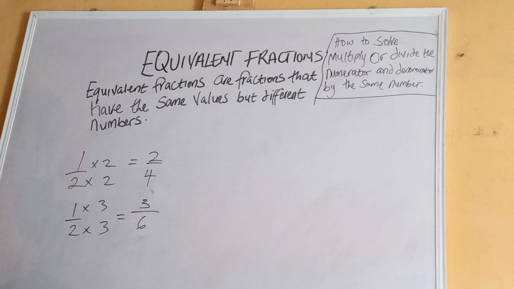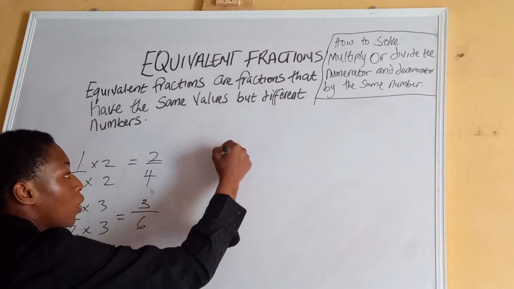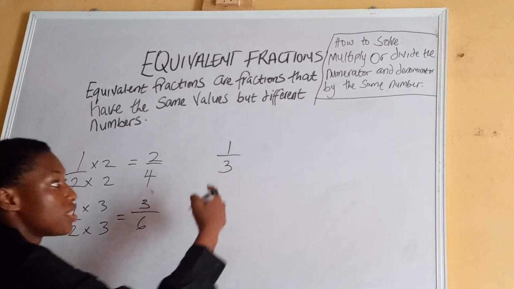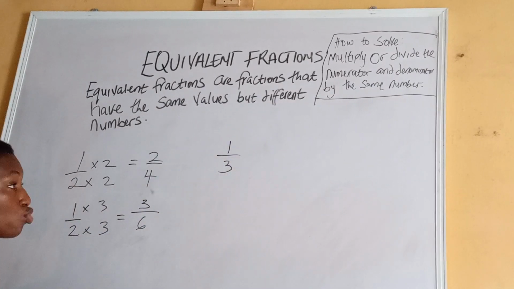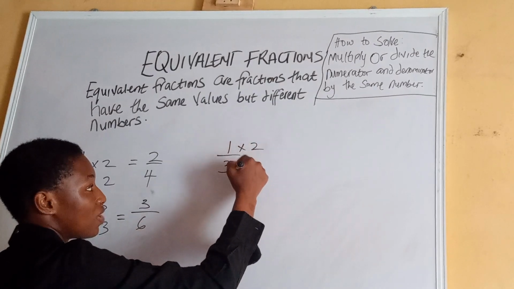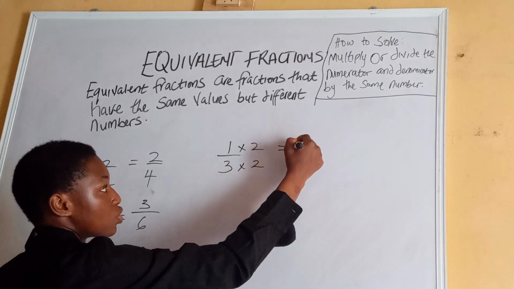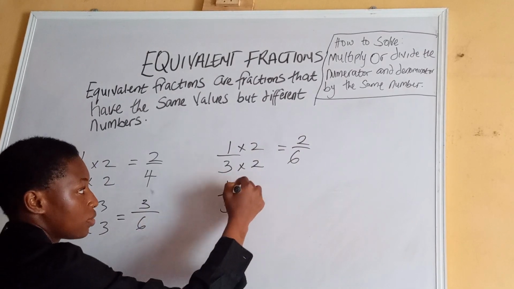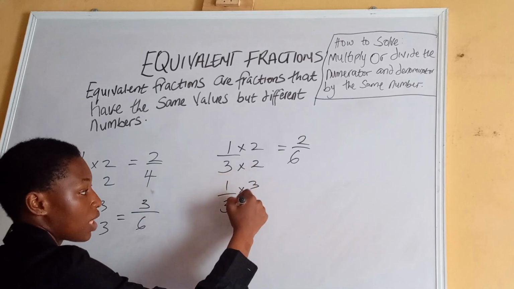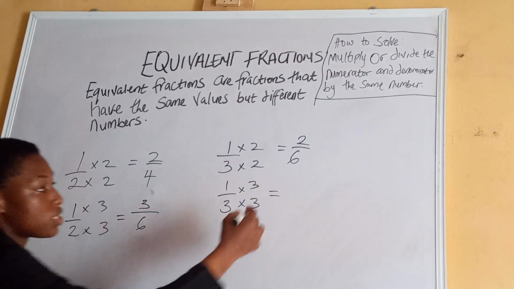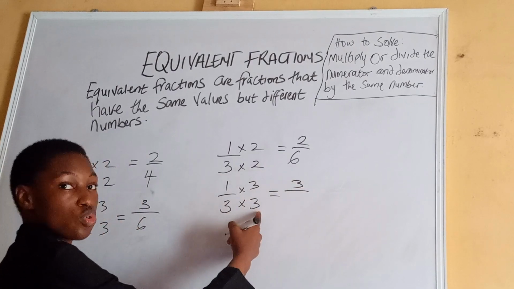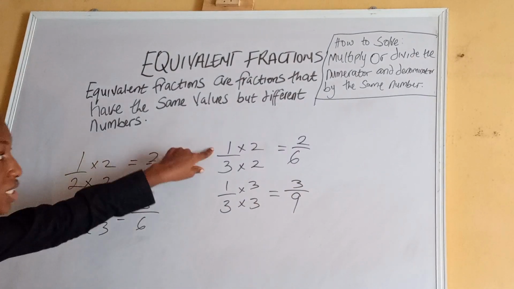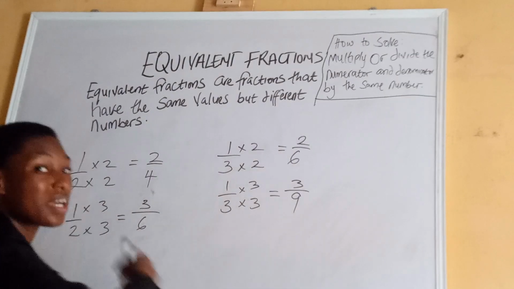So imagine if you had 1 all over 3. To find an equivalent of 1 all over 3, you can use 2. You can multiply both the numerator and denominator by 2. So you have 1 times 2 over 3 times 2, which is 2 all over 6. Another equivalent can be 1 all over 3 times 3 times 3. 3 times 1 is 3, all over 3 times 3, which is 9. So the equivalents of 1 all over 3 are 2 over 6, 3 over 9, and you can keep on going all the way.